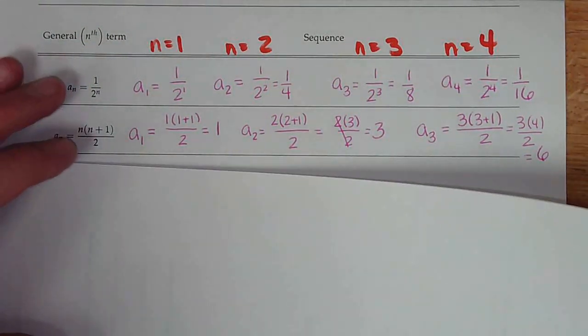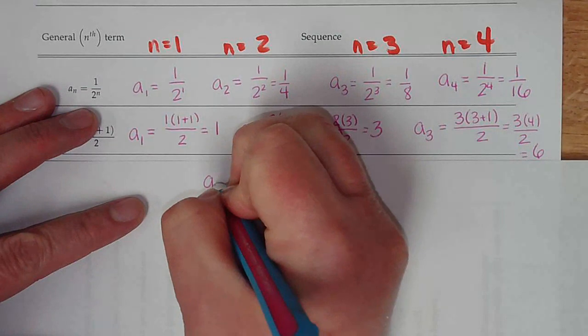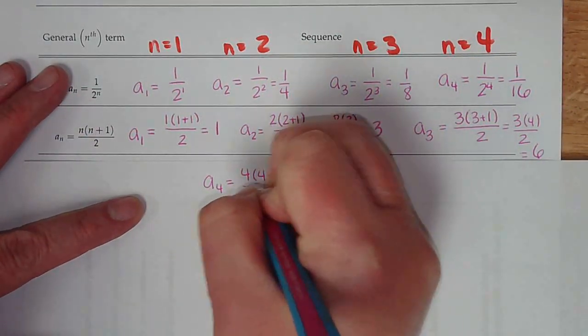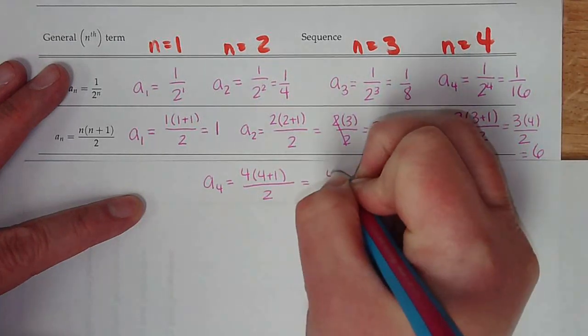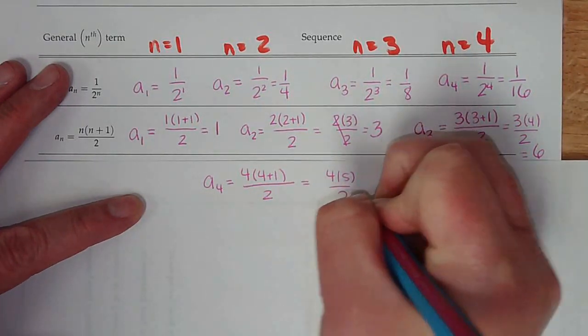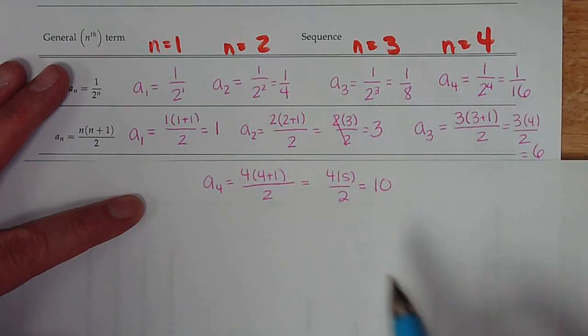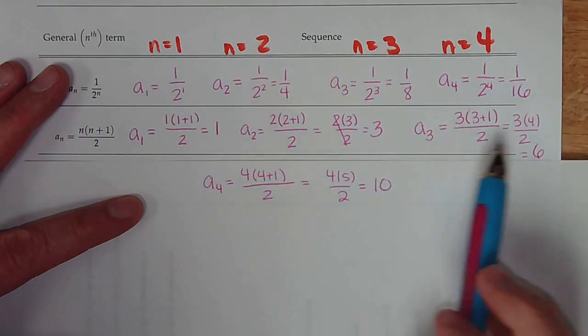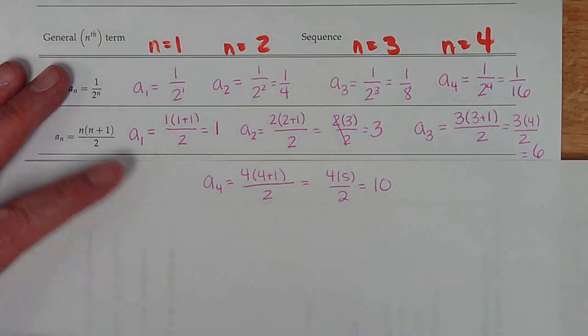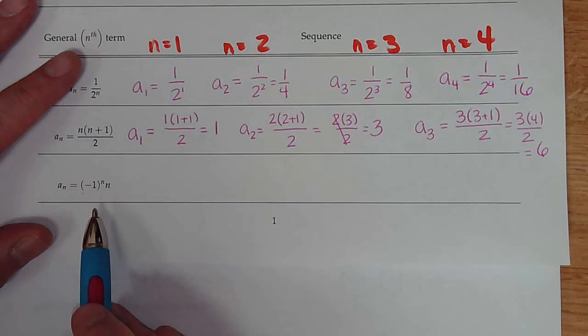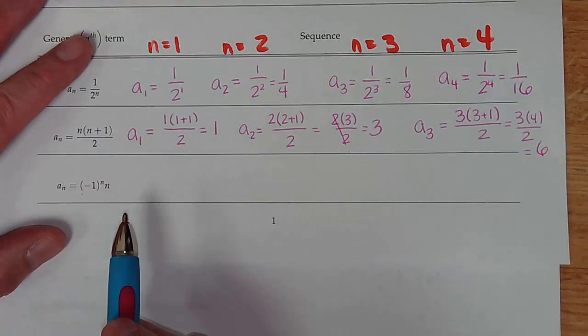And then my fourth term, so a4, is going to be 4 times 4 plus 1, all over 2. So I get 4 times 5 over 2, so that's 20 over 2, which is 10. So my first four terms here are going to be 1, 3, 6, and then 10. Right, and then one more sequence here. So I have negative 1 to the n times n.